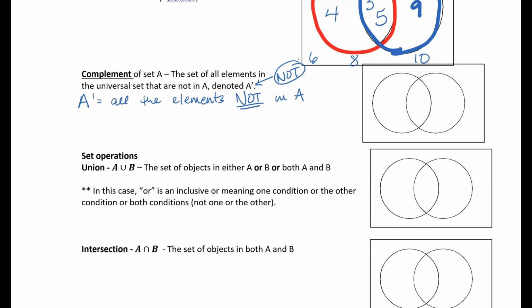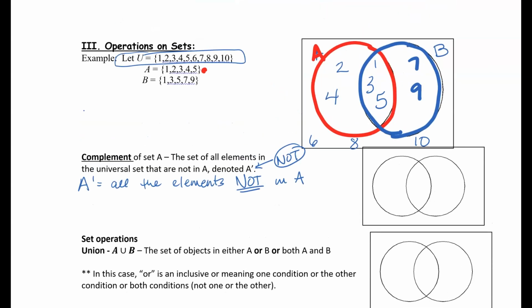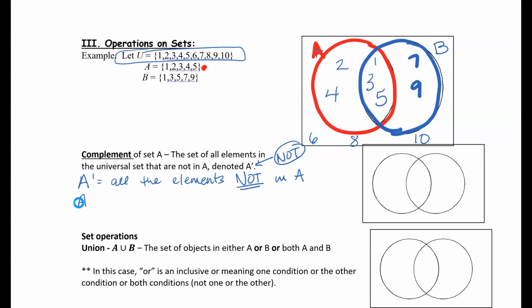Anytime you see that apostrophe, just think of the word not, okay? So we're going to look at this a couple different ways. One way is to list out what's in set A. So if A is 1, 2, 3, 4, and 5, we don't even have to look at the picture. Look at the universal set and ask yourself, what are the numbers that are in U that aren't in A? So if A is 1, 2, 3, 4, 5, then the complement of A is 6, 7, 8, 9, and 10.